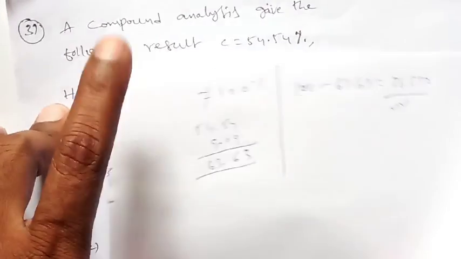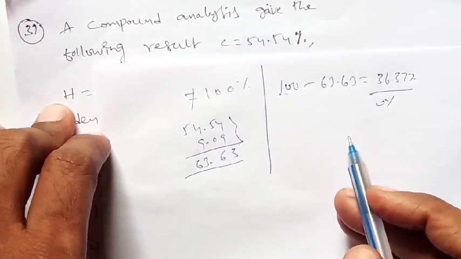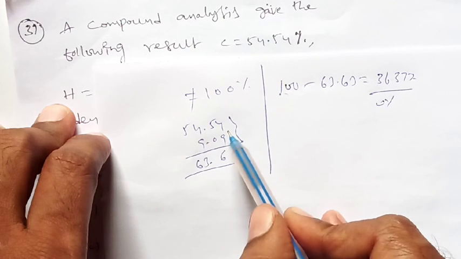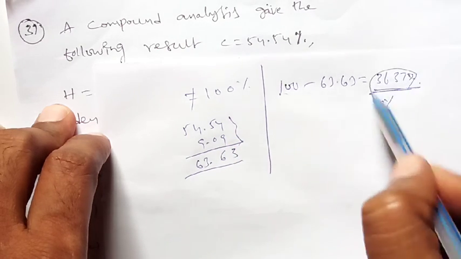So if you add 54.54 and 9.09, what you get here is 63.63. If you subtract from 100, 100 minus 63.63, you get nearly 36.37. So this is oxygen. Remember that. Is it clear? These two percentages do not sum to 100. That is why if you add these two and subtract from 100, you get 36.37%. This is the oxygen percentage.